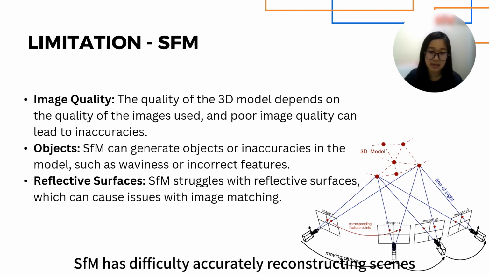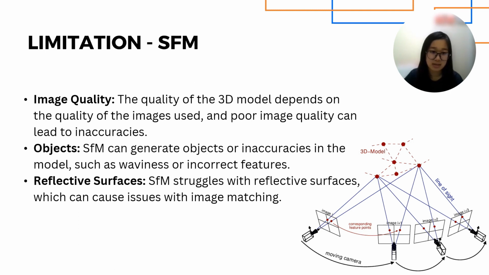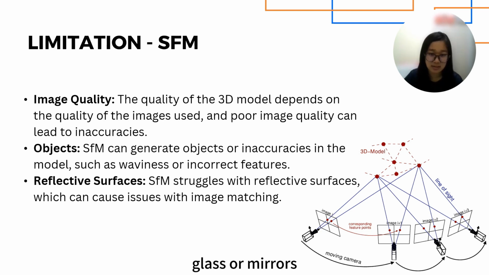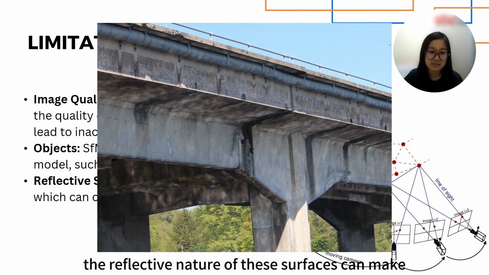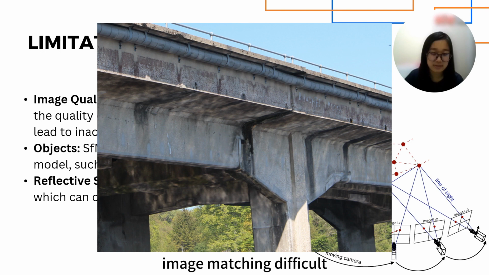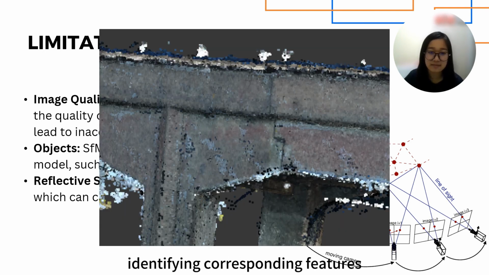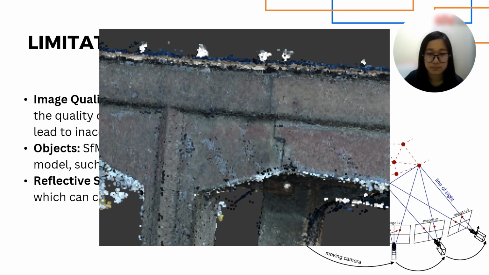Last but not least is reflective surfaces. SFM has difficulty accurately reconstructing scenes involving highly reflective surfaces such as glass or mirrors. The reflective nature of these surfaces can make image matching difficult, because the algorithms may have difficulty identifying corresponding features.